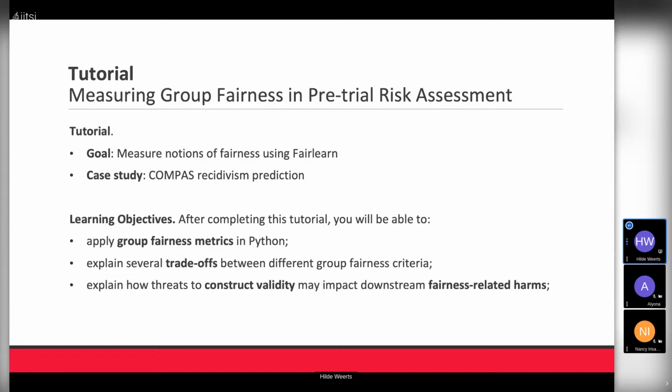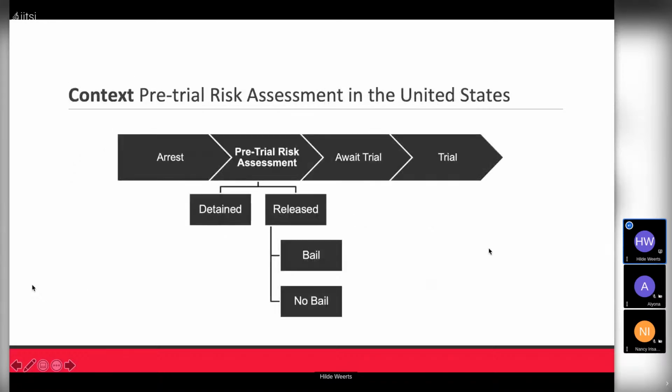And the learning objectives, because I am also an educator, so I like to define learning objectives, is to learn how to apply group fairness metrics in Python. We're going to look at some trade-offs between different group fairness metrics. And we're also going to look into threats to construct validity. It doesn't matter if you do not know this word yet, you will at the end of the tutorial, and how it may impact downstream fairness-related harms.